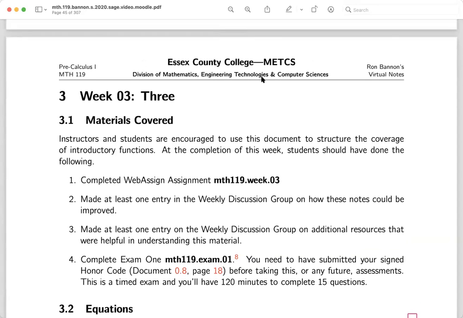Okay, it's week 3 of the notes. Material covered. We're certainly encouraging all students and instructors that are using these documents to cover what we're suggesting needs to be covered. All right, so the bottom line is at the end of week 3, there'll be a couple of things that need to be done. Certainly, we're expecting after you finish the lecture week 3, watch the examples that we present to you and do the supplemental exercises. You should be able to do Math 119 week 3 in WebAssign.